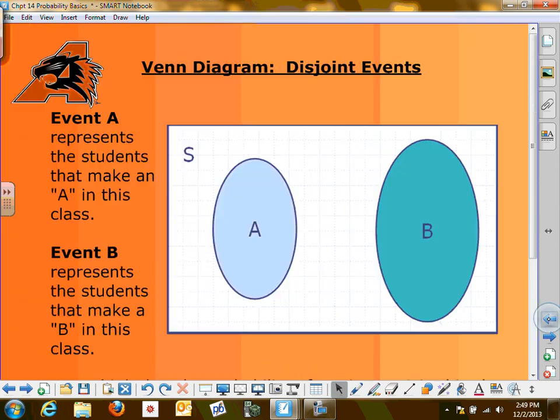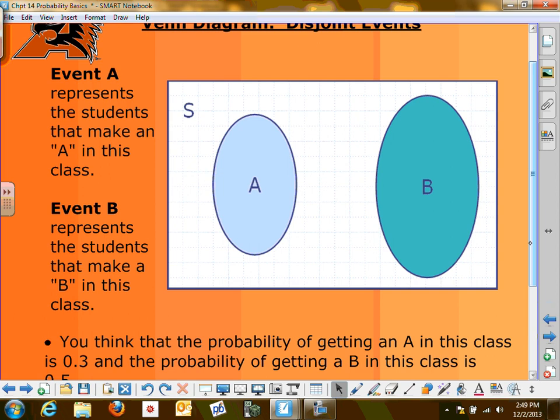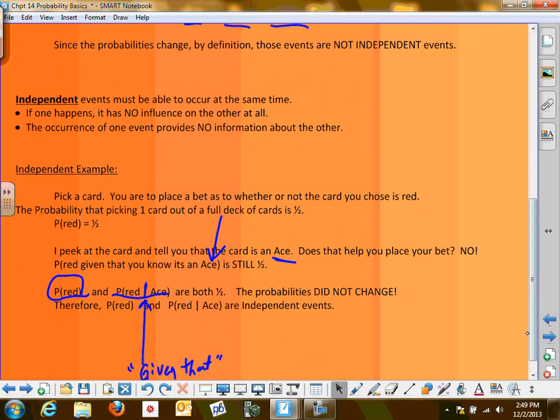A picture of that would be this. The red would be here, and then the spades are over here. If we were to draw a picture, we've got spades and clubs and diamonds and hearts. So if it's red, it's not a spade. Okay. So disjoint events. But guess what? Here's the next thing. Since the probabilities changed, then by definition, they are not independent.